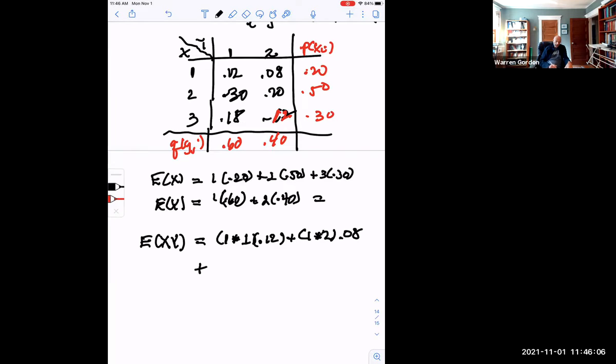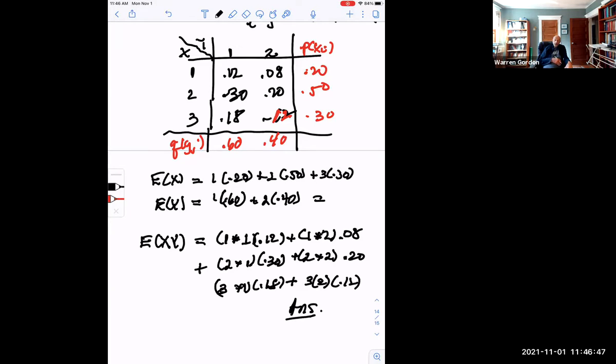Or X could be 2, Y could be 1. That probability is 0.3. Or X could be 2, Y could be 2, and that probability is 0.20. Or X could be 3, Y could be 1. That probability is 0.18. Or X could be 3, Y could be 2, and that probability is 0.12. And that would give us the answer for E of XY.